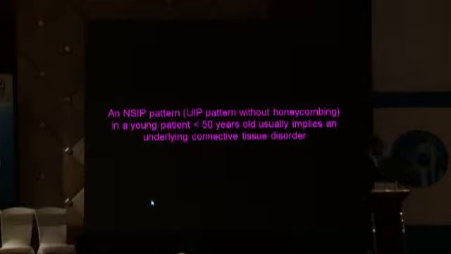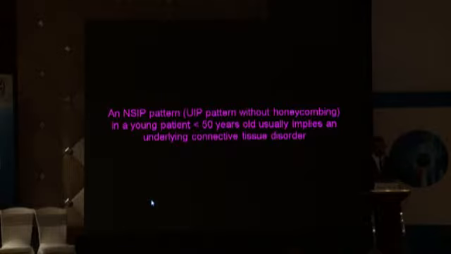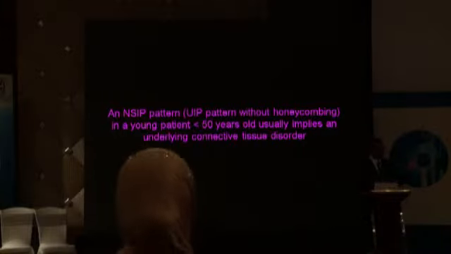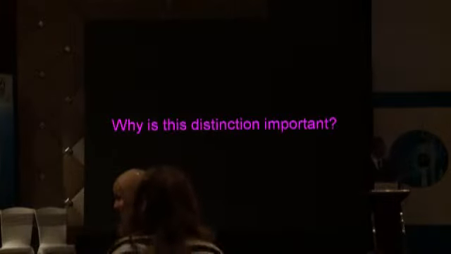And we now know that we have patients who present with NSIP patterns who do not have rheumatologic diseases at presentation, but about 5 years later, 10 years later sometimes, will present with that connective tissue disease. So the younger the patient, when we see an NSIP pattern, it almost always implies an underlying connective tissue disease.